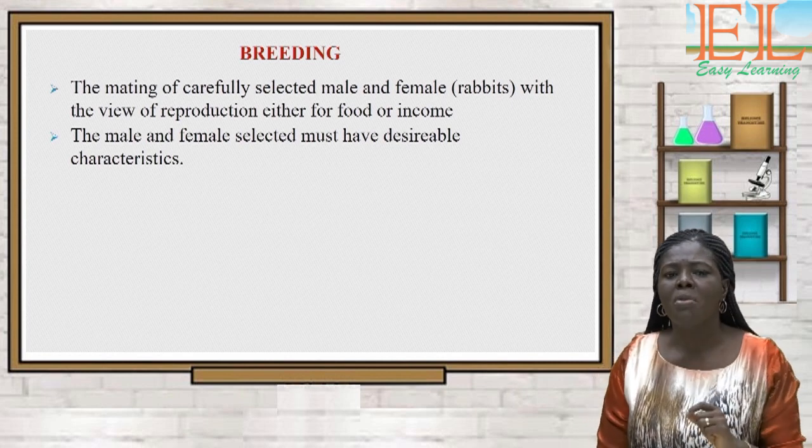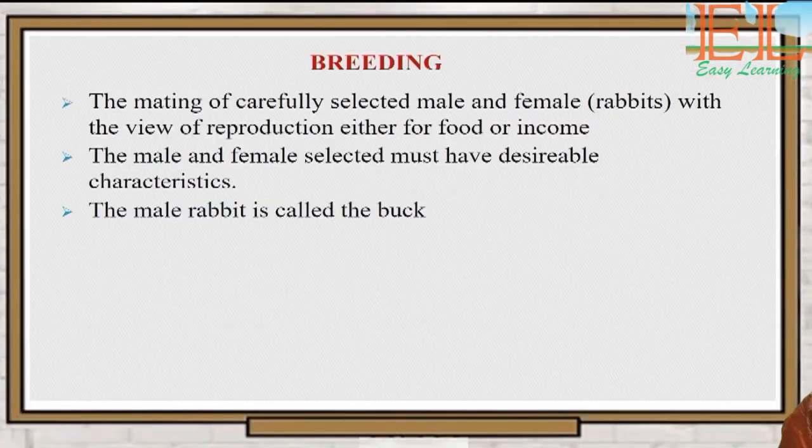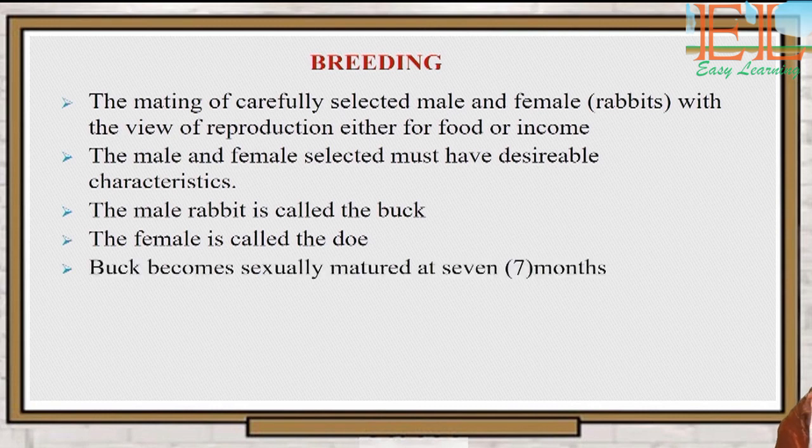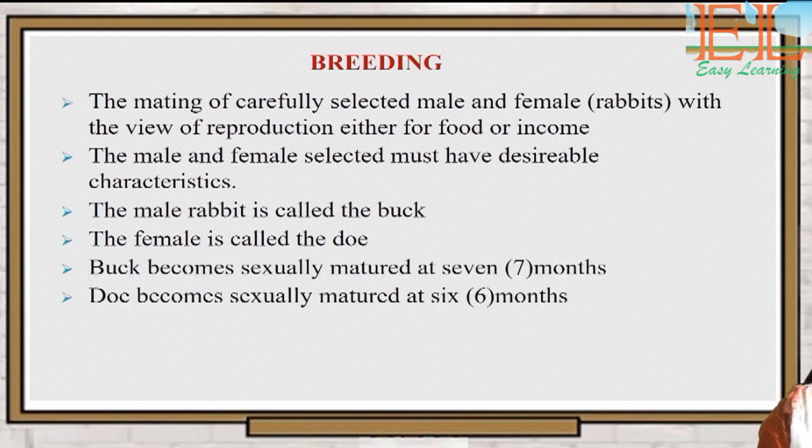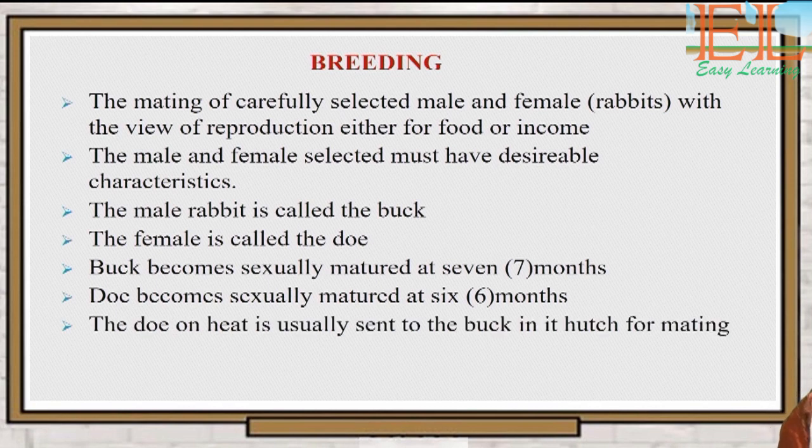Also, the male rabbit is called buck. So in our lesson, we will be using buck for the male rabbit. Also, the female is called the doe. Now, the buck becomes sexually matured when it is 7 months. For the doe, it becomes sexually matured at 6 months. The doe on heat is usually sent to the buck in its hutch for mating.